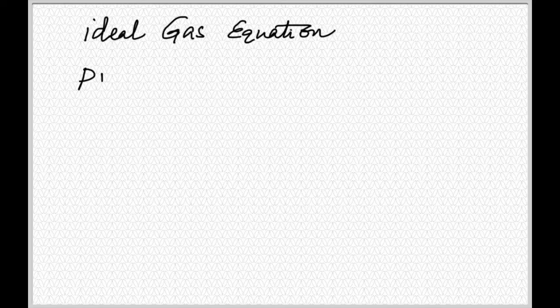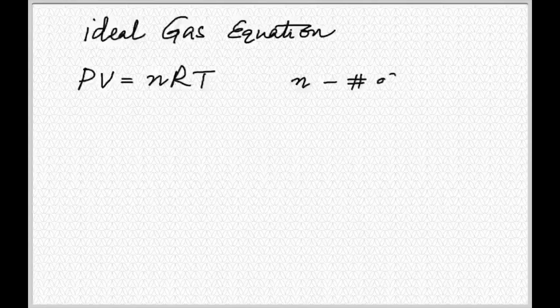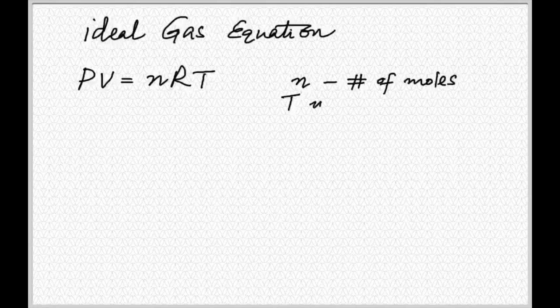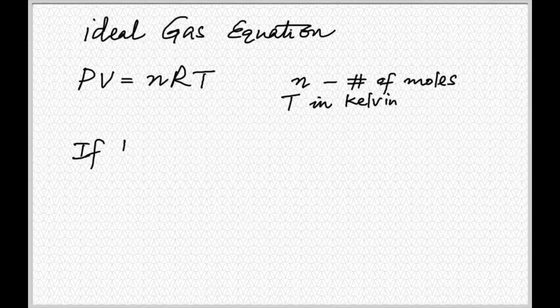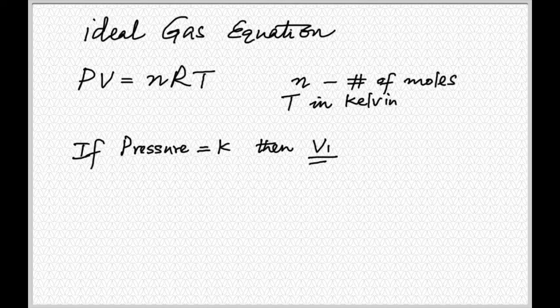Now moving on, we come to the ideal gas equation, where pressure times volume is equal to nRT, where n is the number of moles, R is the universal gas constant, and T must be in Kelvin in this formula. Okay, and R is 8.314, which is a constant for all gases.